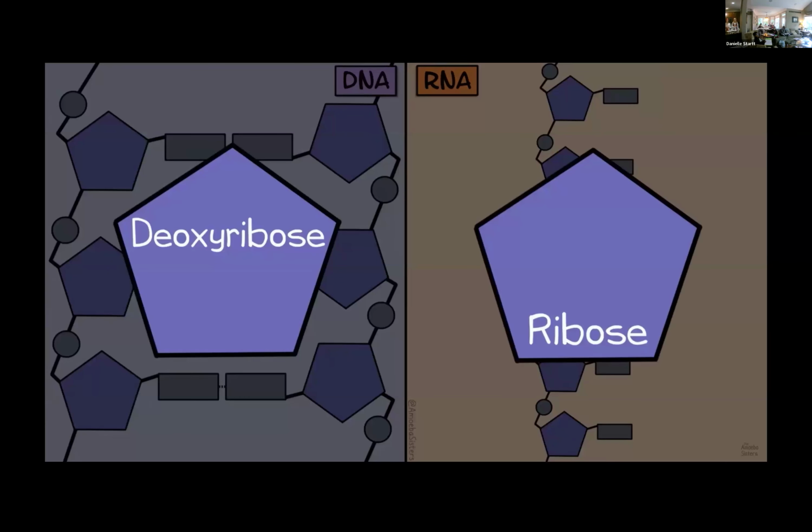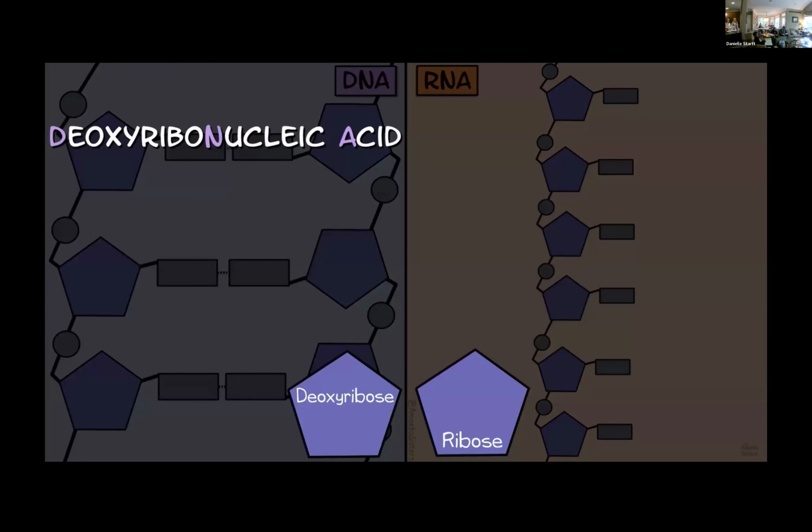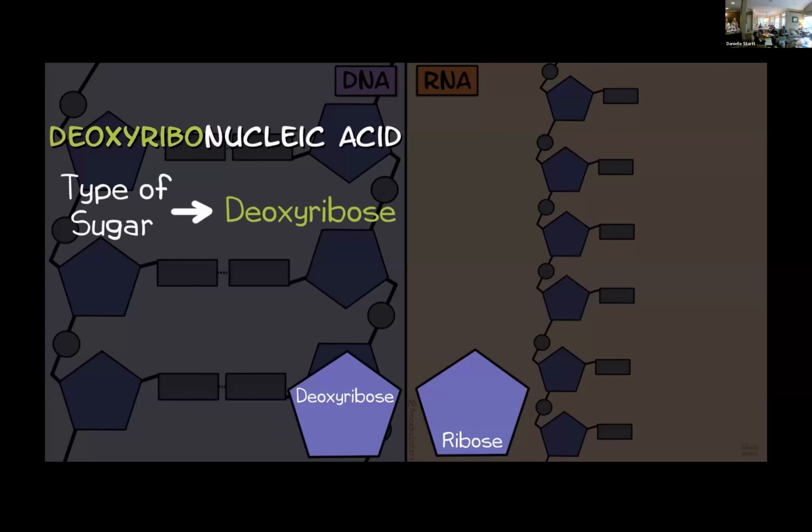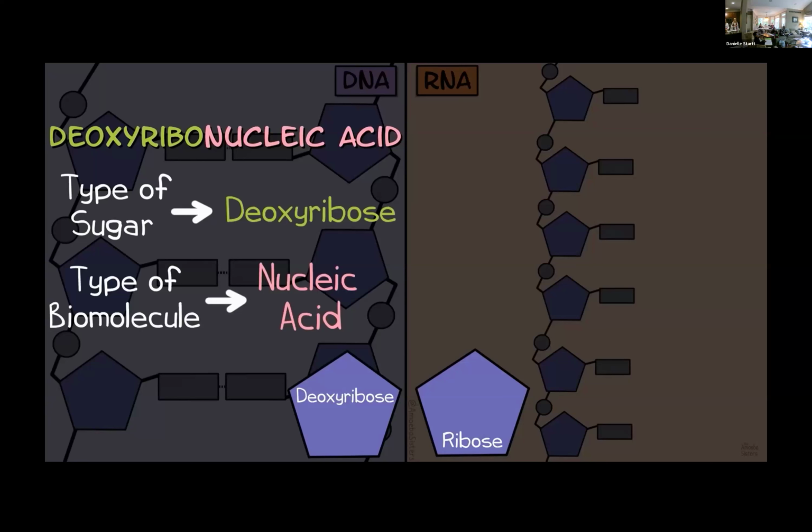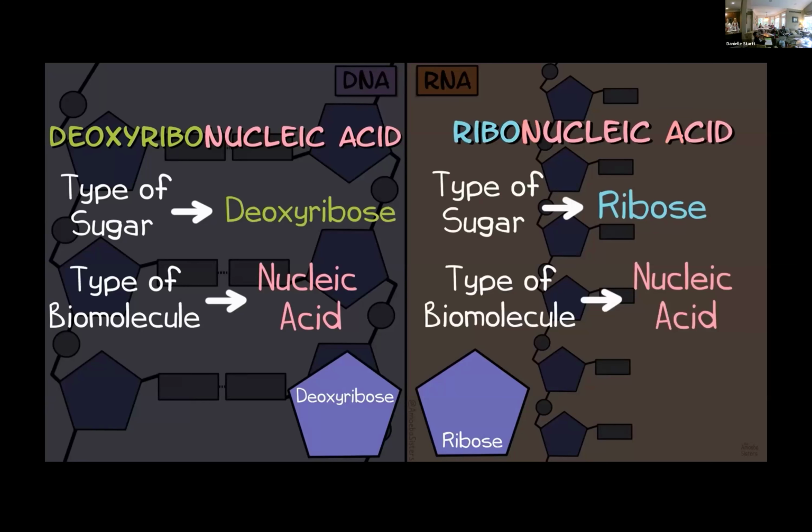This makes sense because DNA stands for deoxyribonucleic acid. That's helpful to know because deoxyribose is a sugar, and nucleic acid is the type of biomolecule it is. RNA stands for ribonucleic acid, as its sugar is ribose.